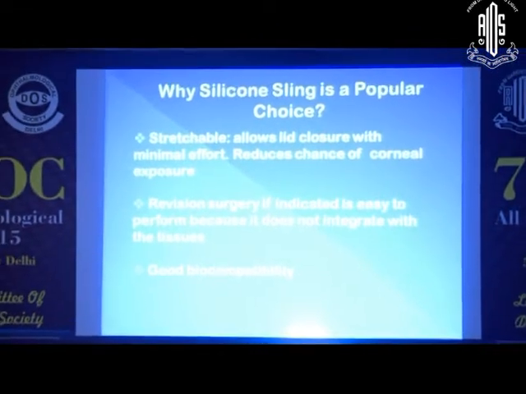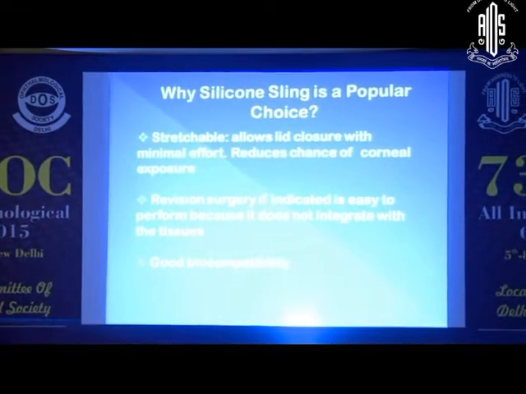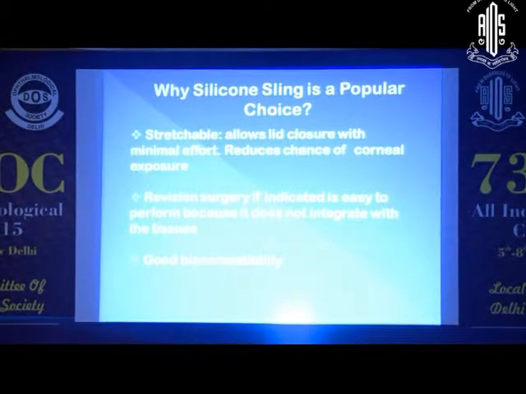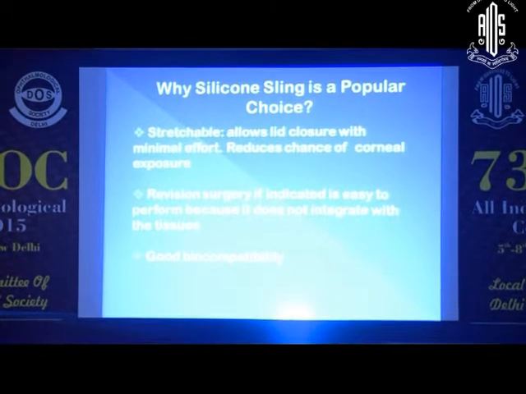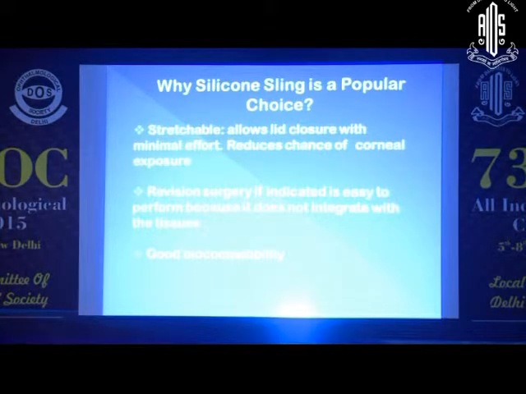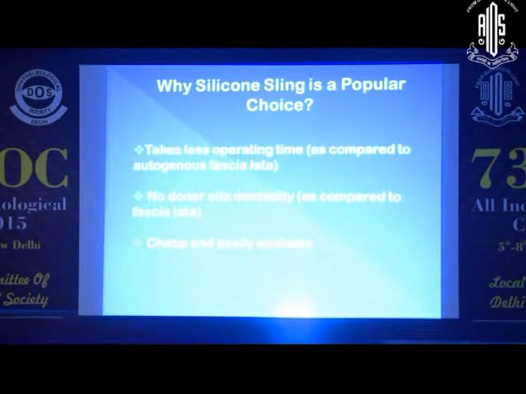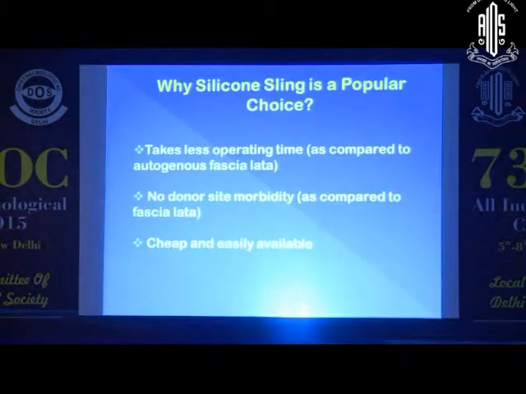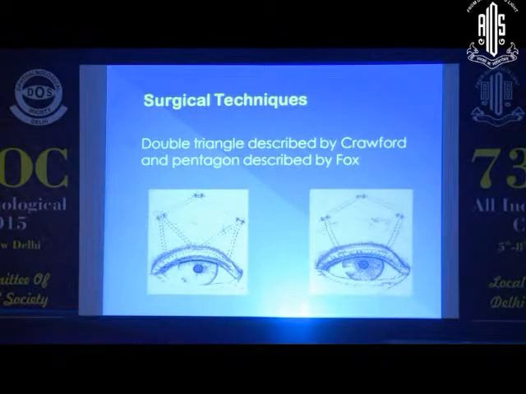So why is silicone sling a choice? Because the material itself is quite stretchable, it helps with lid closure, and it reduces chances of corneal exposure. And if revision surgery is indicated, then we can easily perform it because it does not integrate with the tissues, unlike fascia lata, and it has good biocompatibility. It takes less operating time and there is no donor site morbidity, and most important, it is cheap and easily available.